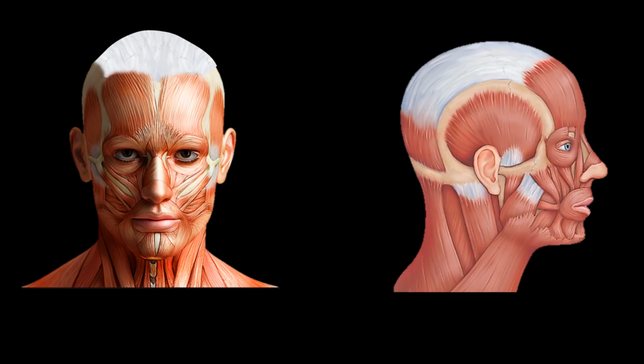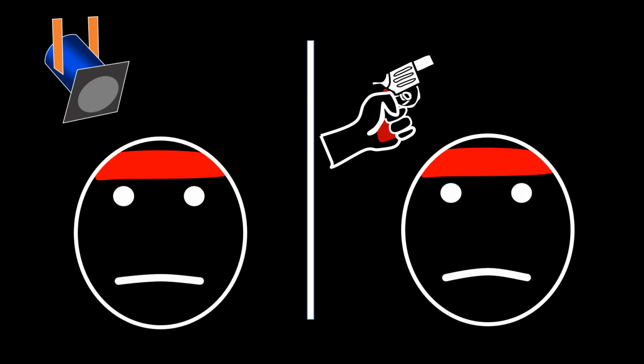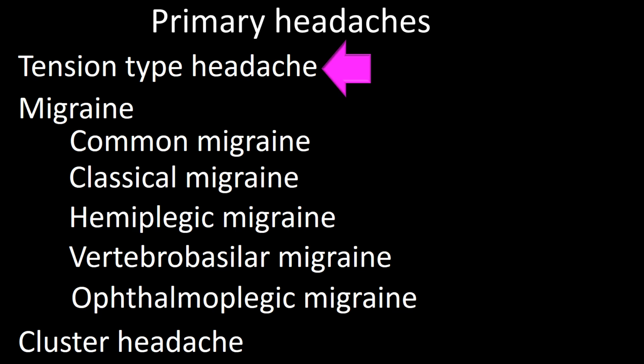At times, they extend to the back of the neck. They occur in the distribution of head and face muscles. For example, frontal headaches arise mainly from the frontalis. Tension headaches are not aggravated by exercise. Light and noise do not make headaches worse.